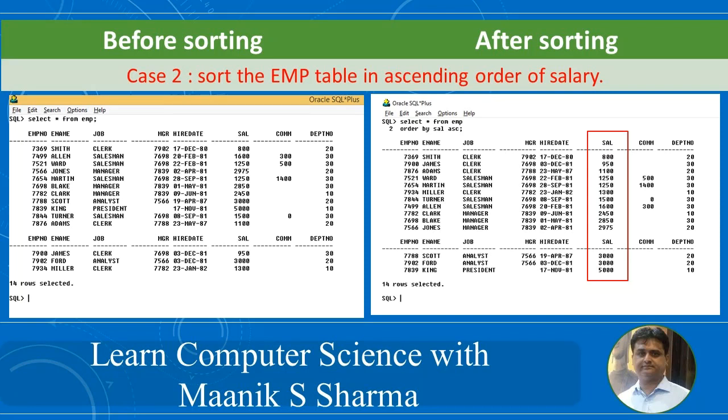semicolon. It needs to be noted that ASC is an optional keyword. You may omit this keyword if you are sorting the data in ascending order. From the screen, you may observe that the data has been sorted in ascending order of salary.